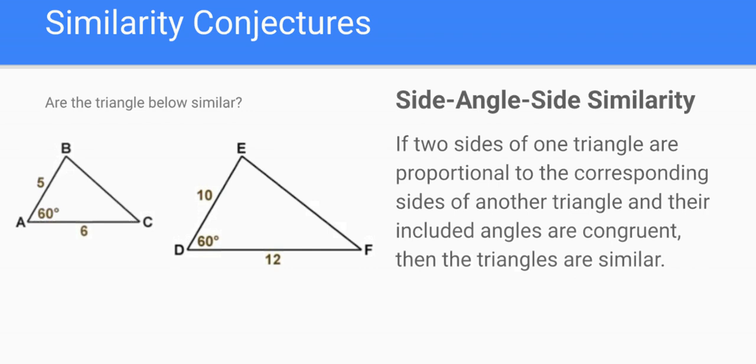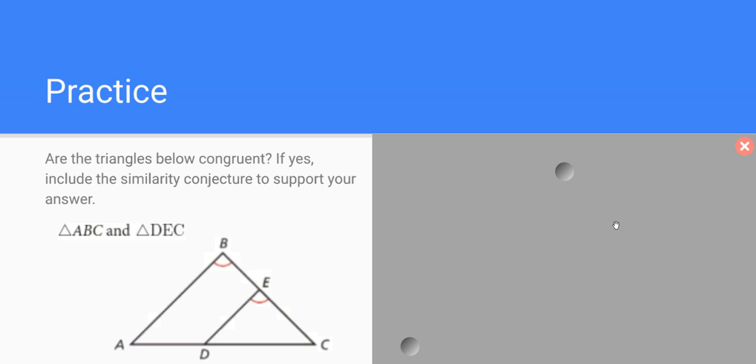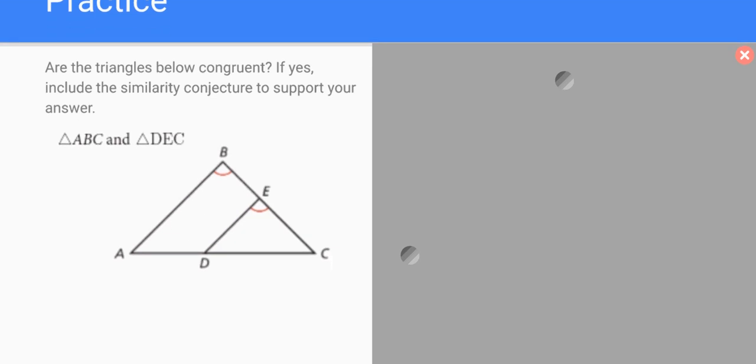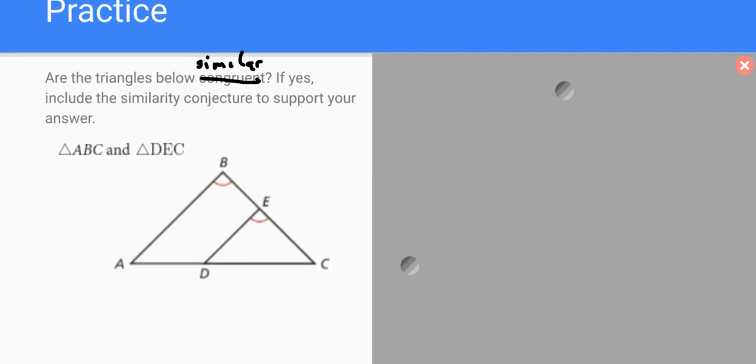So I think just a couple more slides after this, so you can kind of get a sense of what the problems might look like. Are the triangles below... I'm meaning to say, I already caught myself. This should read, I'll fix it right now. This should be similar. I'm asking if they're similar, not congruent. I know they're not congruent. Right, ABC and DEF. Obviously, they're not congruent. They're not the same size. But could they be similar?